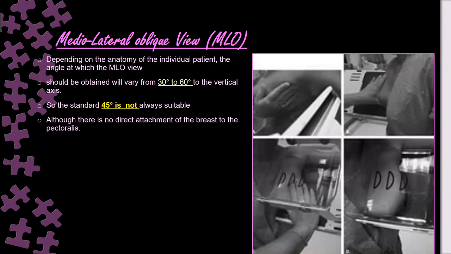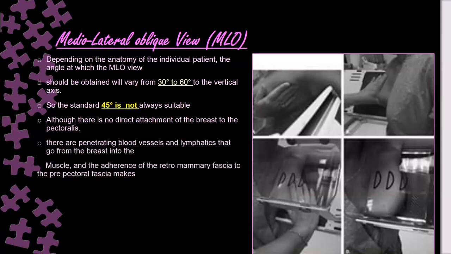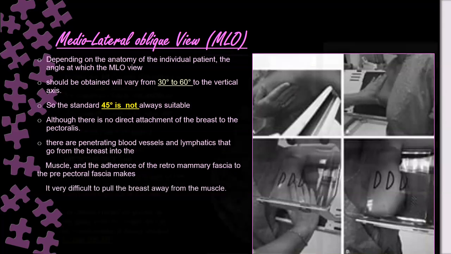And the angle is variable. Yes, when we say oblique, we expect it to be 45 degrees, but it is not 45 degrees in all patients. It depends on the body habitus of the patient, and can range from 30 to 60. Okay.